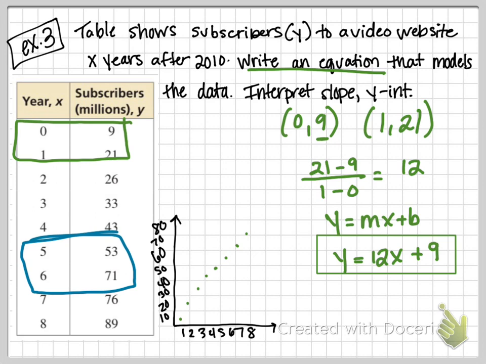But it won't always, because what's 71 minus 53? It's 18. 11 minus 3 is 8. So this slope is 18 over 8, not exactly the same.